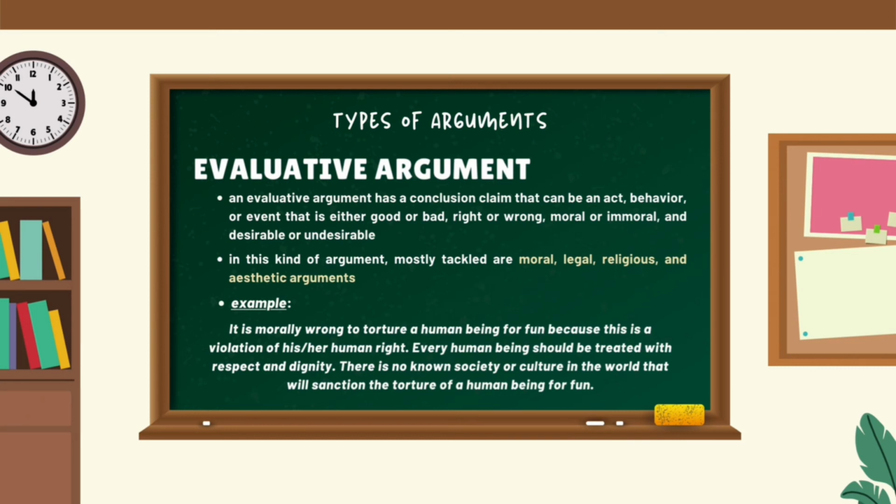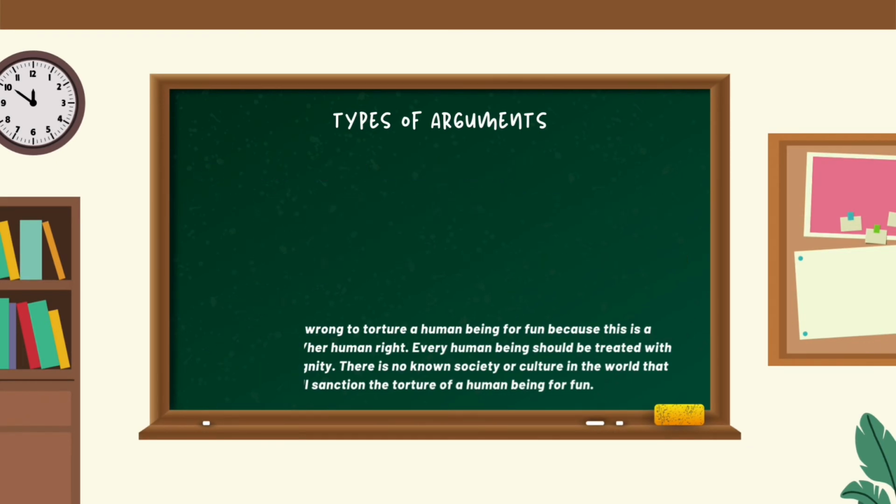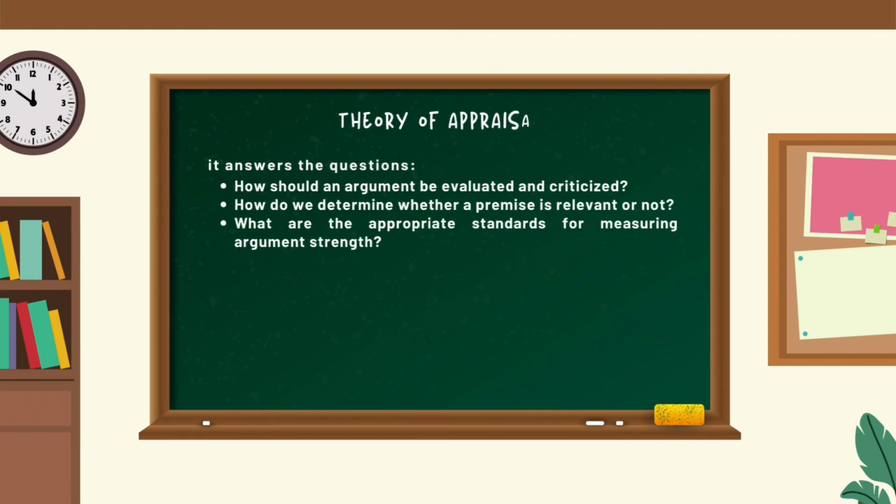In informal logic, when you accept the premises as correct, then you must also accept that the conclusion is correct. Now for the last topic, we have the theory of appraisal, which answers the questions: how should an argument be evaluated and criticized? How do we determine whether a premise is relevant or not? What are the appropriate standards for measuring an argument's strength?